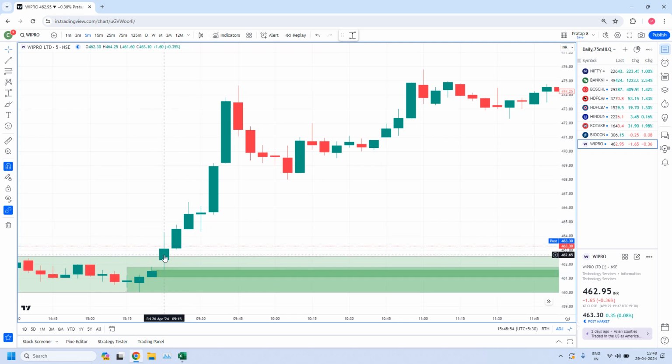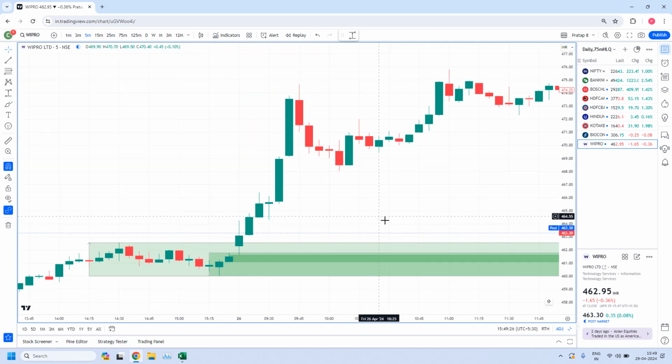And see the low of this candle, 461.60. And see the close of this candle, 461.50. That means there is a 10 paisa gap. That 10 paisa gap is a pro gap area. Generally, what institutions will do, if the gap is very small, sometimes they may keep a very strong order flow, and VIPRO is a classic example for that.